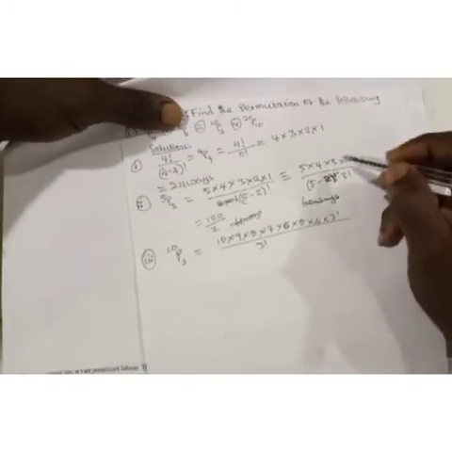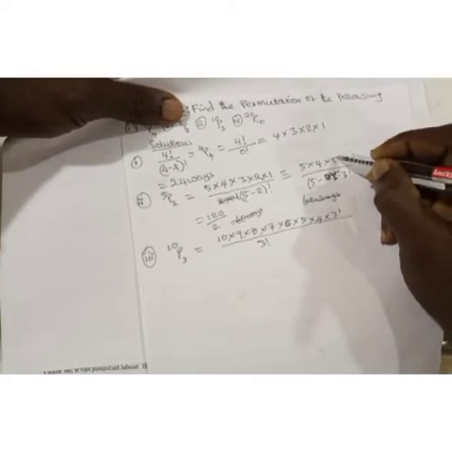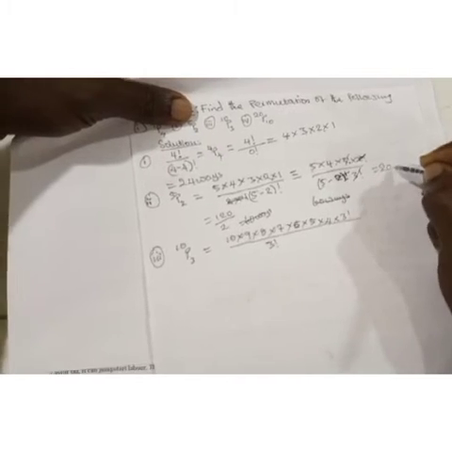I'm sorry for the mistake. So here, it will not be 2 factorial, but it will be 3 factorial. So this 3 factorial will cancel here. It will give you 20 ways. I'm very, very sorry for that.